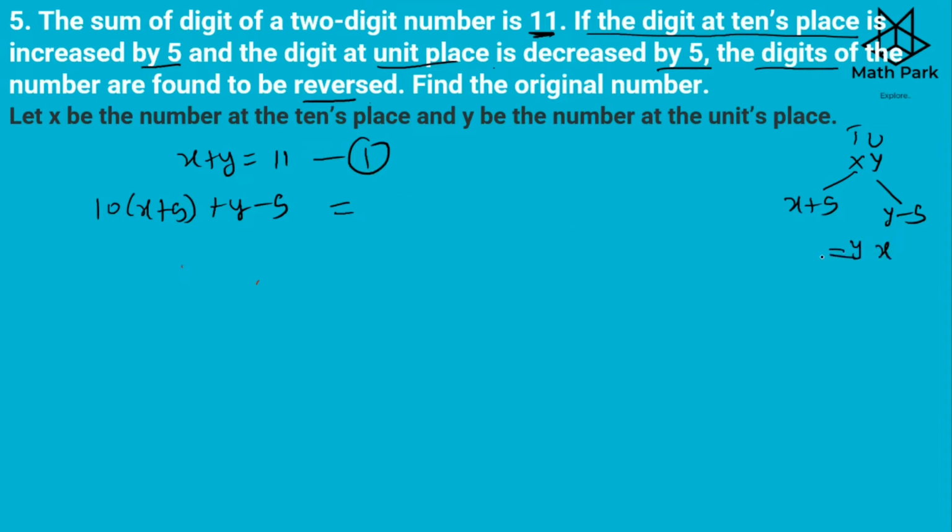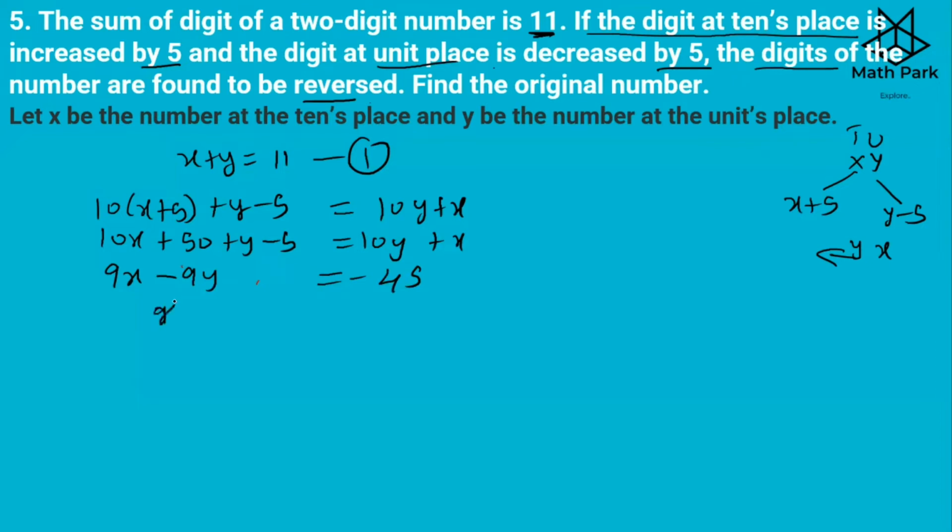So how is the number found because of this? It is 10y plus x. So we get this equation as 10x plus 50 plus y minus 5 is equal to 10y plus x. So we have 10x and this x goes here, it becomes 9x, and this 10y goes here, so y minus 10y is going to be minus 9y. 50 minus 5 is 45, and this 45 goes there, it becomes minus 45. Okay, dividing this equation by 9 throughout, we get x minus y is equal to minus 5 as our equation number 2. Got it? So we got this equation number 2.